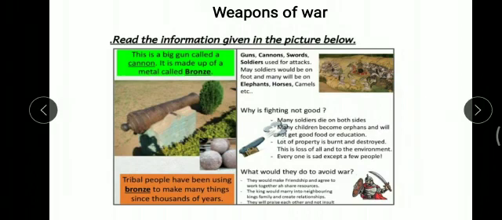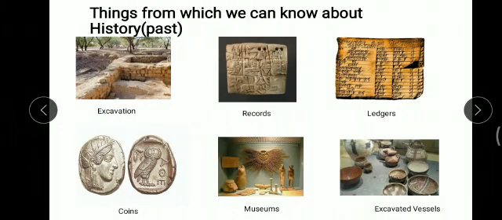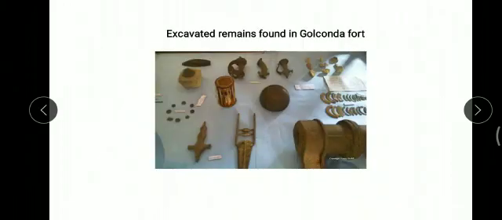How do we come to know about the past? We can know about the past by studying excavated things like records, ledgers, coins, vessels, etc. It was found from the digging of Golconda Fort and they have been preserved in a museum. All these things were found from the excavation of Golconda Fort.